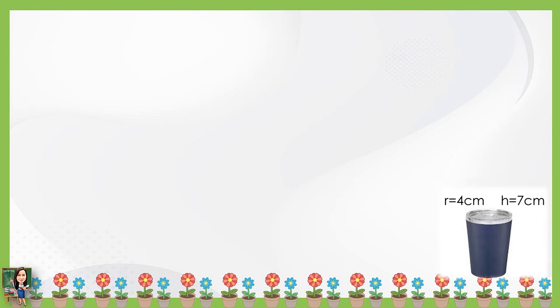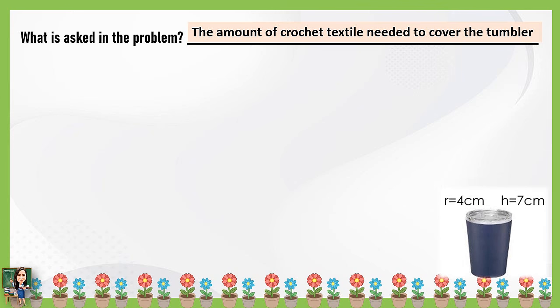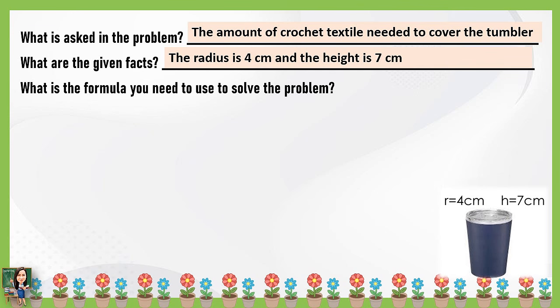This is the tumbler of Bella with a radius of 4 cm and the height is 7 cm. So what is asked in the problem? The amount of crochet textile needed to cover the tumbler. What are the given facts? The radius is 4 cm and the height is 7 cm. What is the formula you need to use to solve the problem?